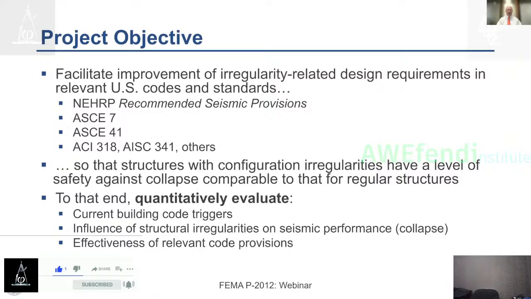And that meant that the quantitative consideration was looking at current building code triggers, and then thinking about how irregularities affect seismic performance and specifically collapse. And then we can measure code provisions to see how effective they are in fixing the problem or in improving performance. That really was the goal.